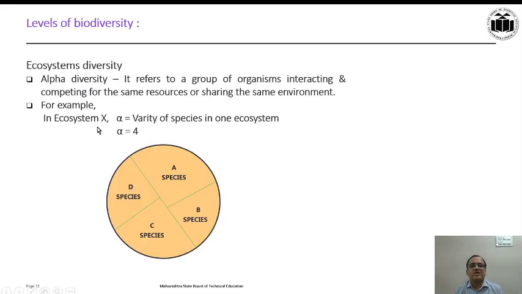For example, in this ecosystem X, it is sharing the same ecosystem. All these four species A, B, C, and D, all four species are sharing and interacting in the same ecosystem X. So alpha diversity is equal to the variety of species in one ecosystem. Here there are four species, so alpha will be equal to 4.